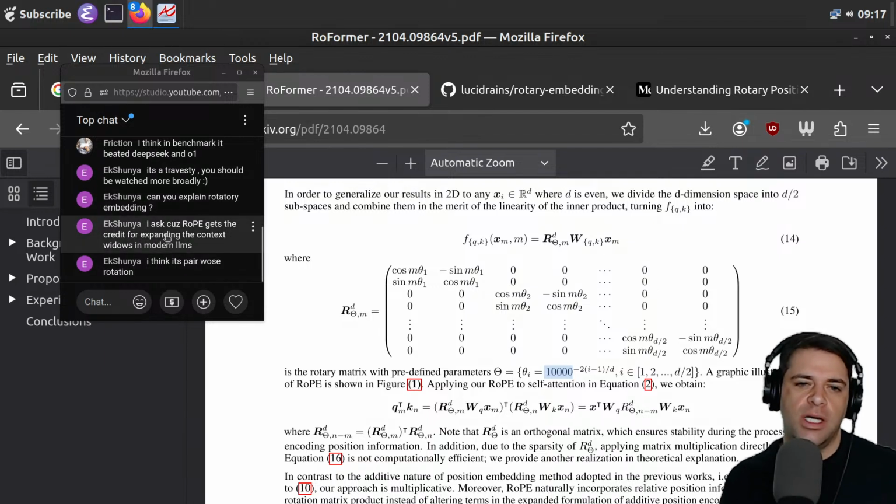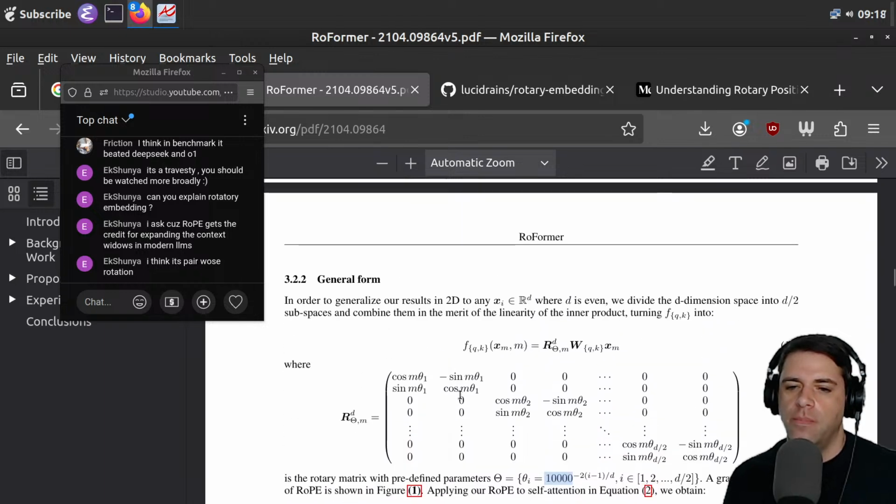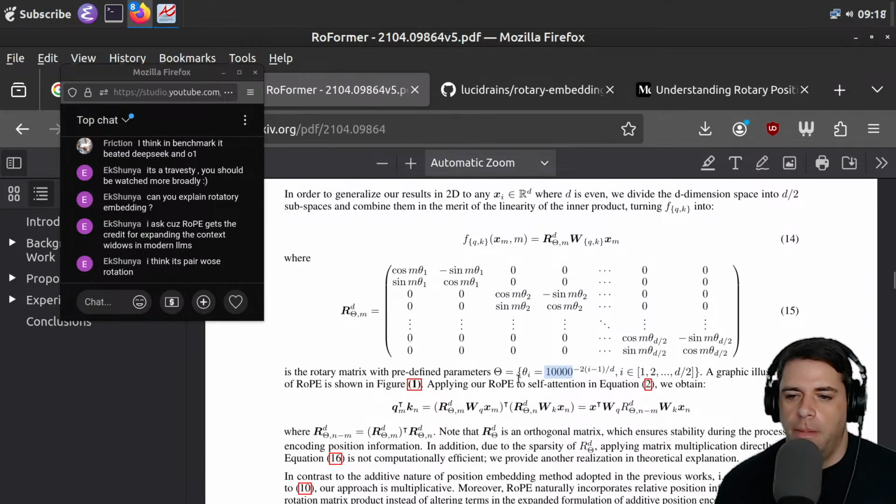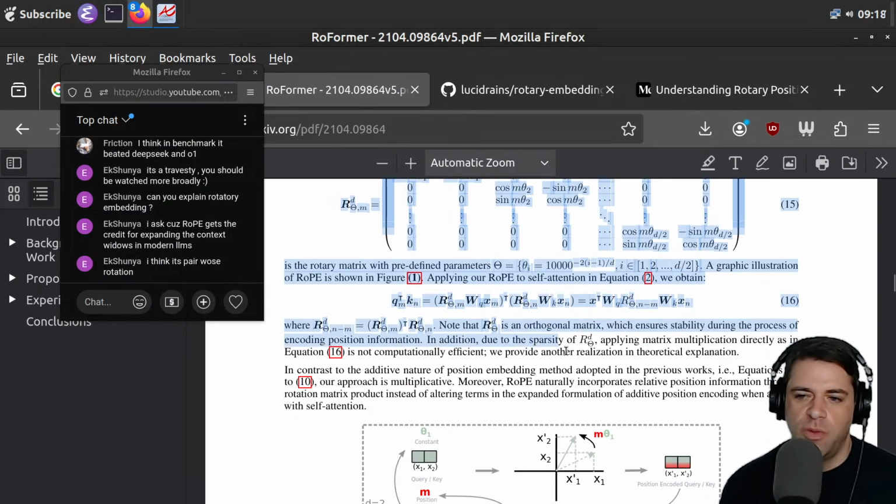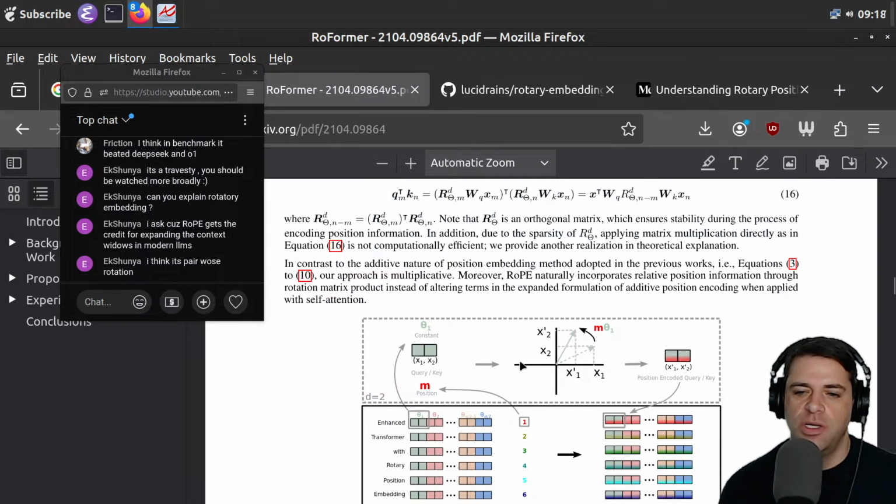RoPE gets credit for expanding the context window in modern LLMs. That's interesting. How much time do we have? We've got a few minutes. Okay, so this is pairwise. That's right. I think the way I said it the other day was you zip them up into 2-tuples, and then you apply a rotation to each tuple. It's an orthogonal matrix, which ensures stability during the process of encoding position information. In addition, due to the sparsity of R_d theta, applying matrix multiplication directly, as in equation 16, is not computationally efficient. We provide another realization in theoretical explanation.